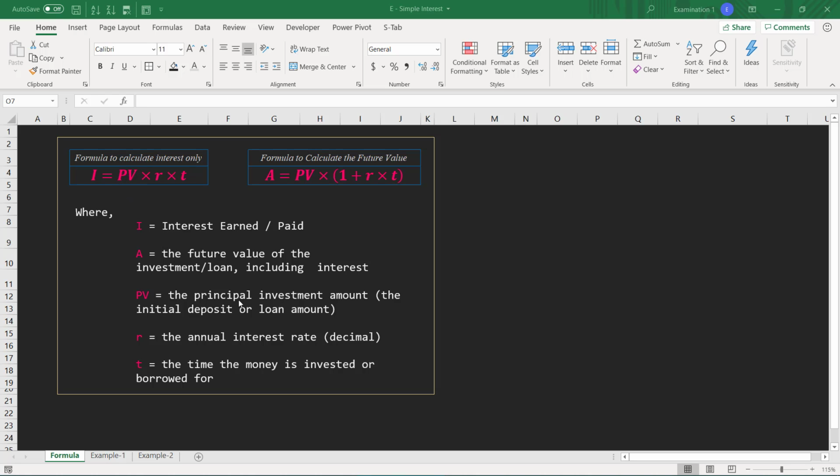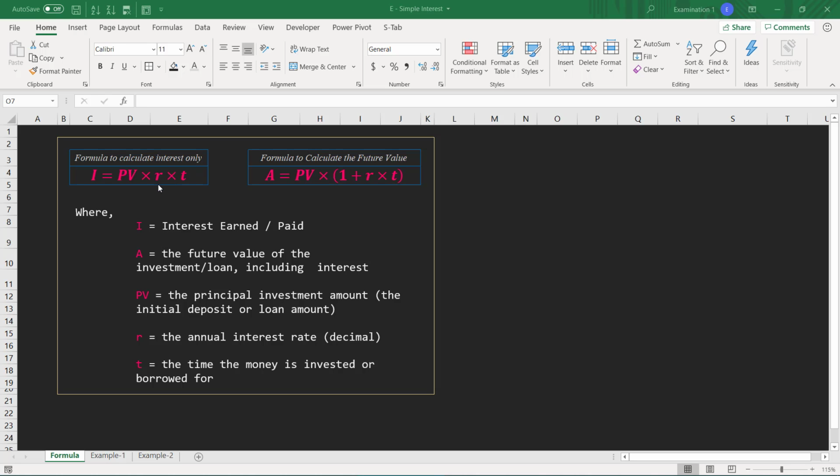Okay, so this PV is the present value. So this is the amount basically you are going to borrow from someone. R is the interest rate, and this should be annual. T is the time period for which you are going to borrow this money. This should be in years.